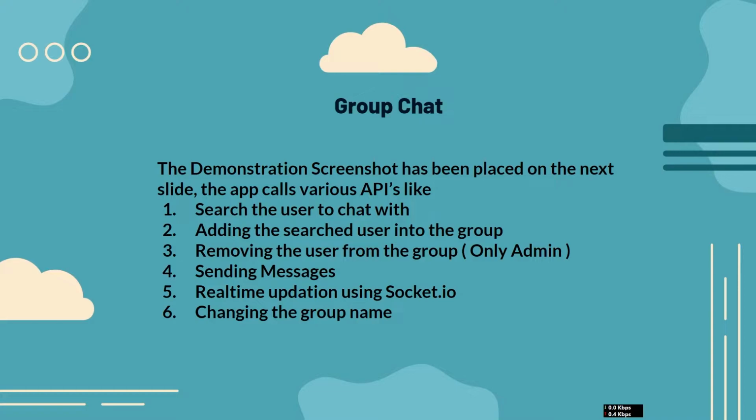So for a group, we have an admin. I have made sure of that. We can search for a user, add a user, and send messages. We have real-time updation using socket.io. Changing the name of the group and removing a user from the group can only be done by the admin. However, if a person wants to leave the group himself, he can. But if he wants to remove someone from the group, he has to be the admin.